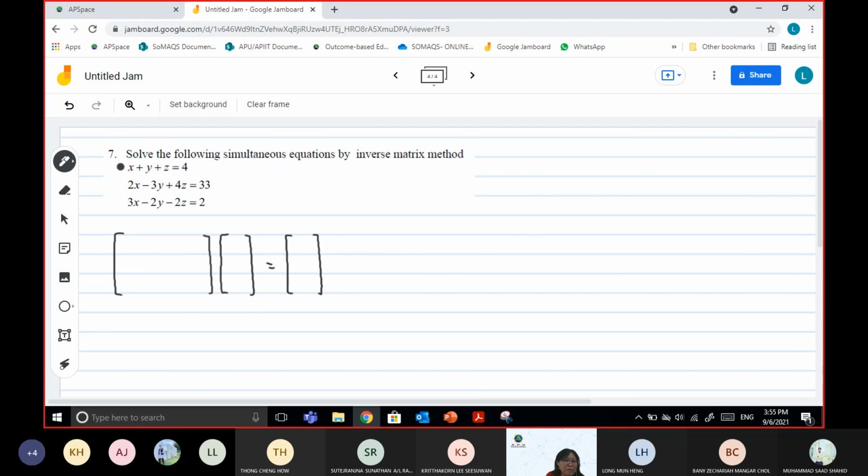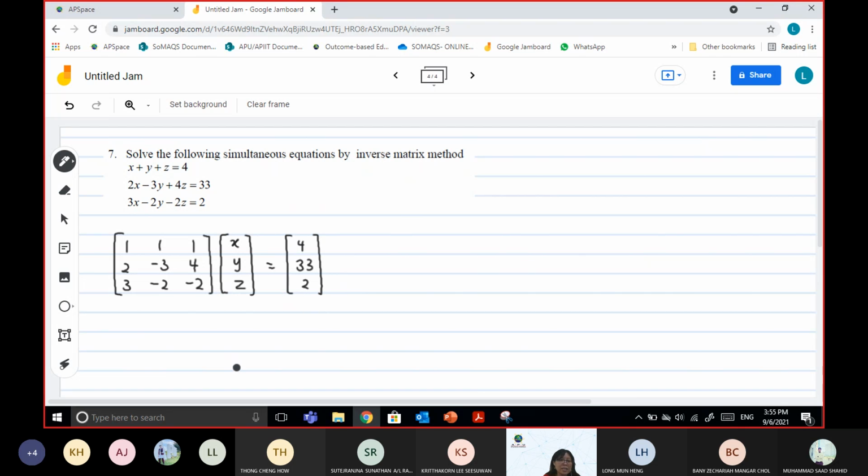So for the first row, we have 1x, 1y, 1z, so we write 1, 1, 1. Second row, we have 2, -3, and 4. And the third row, we have 3, -2, -2. The coefficients for the x, y, z. For the second matrix, x, y, z. For the right hand side, we have 4, 33, and 2. These are the values at the right hand side of the equation.